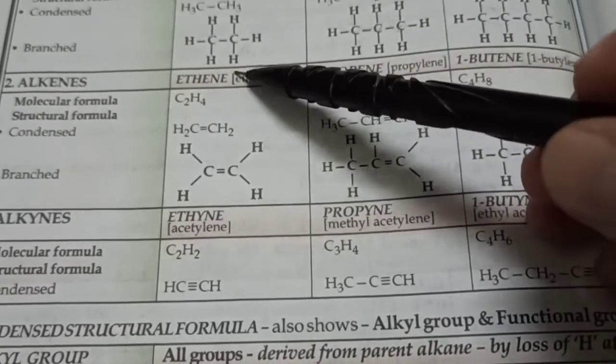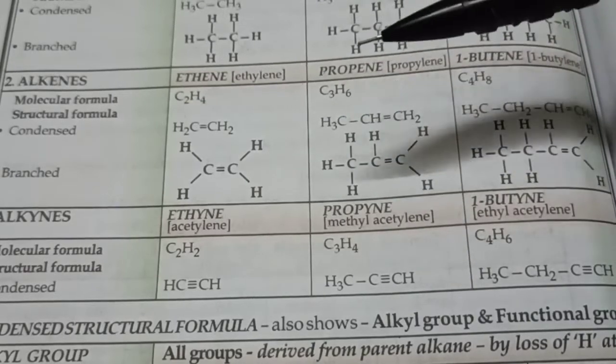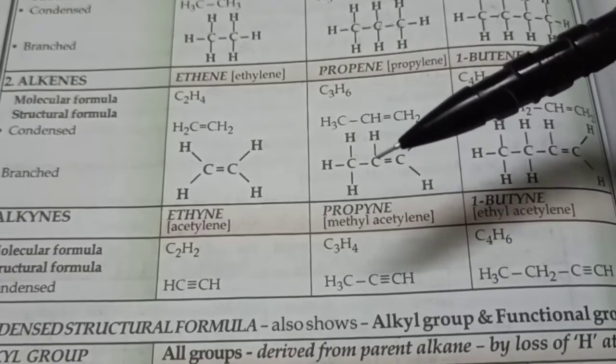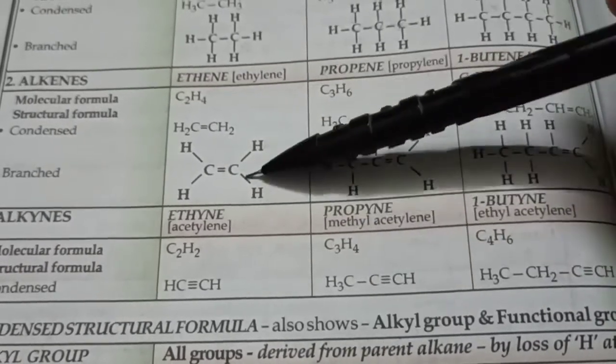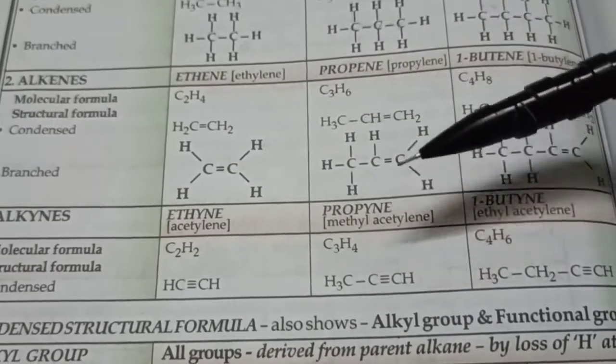The IUPAC name is ethene. IUPAC is International Union of Pure and Applied Chemistry. That's the international body to decide the names of these compounds so that in all countries, scientists will use the same name to avoid any confusion. There is a common name for it. It's called ethylene. So you should be aware of these common names also.